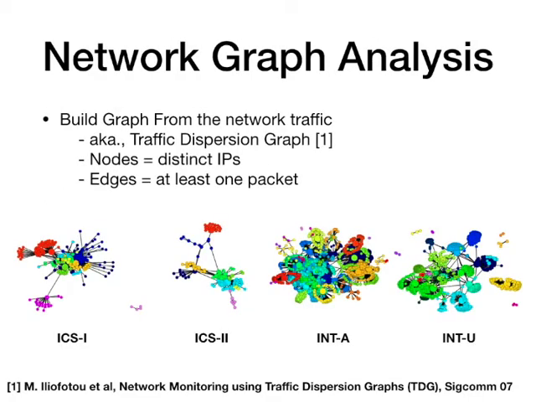For the first part, we want to know how network traffic is formed. For this, we try to build graphs from the network traffic. First of all, we use the traffic dispersion graph, or TDG. These are simple graphs that can be drawn from the network traffic. Each node represents a distinct IP, or a PC or other devices, and edges mean that at least one packet or one communication traveled from one to the other. So we can see the full TDG graph from our data set, and the more detailed view is discussed later.